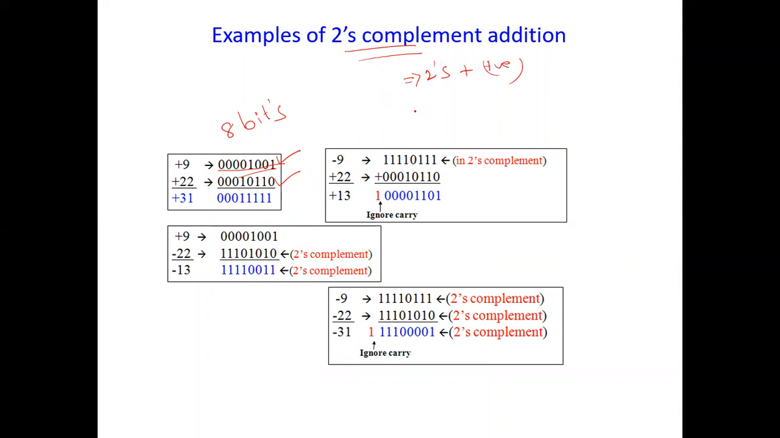Or if the output is negative, the output is called the sum. Okay, if the sum is negative, then definitely the answer is written in 2's complement form. So see here, adding with 2's complement, the output will also be 2's complement. So positive number and 2's complement, the output will be 2's complement, because this number is greater than this.